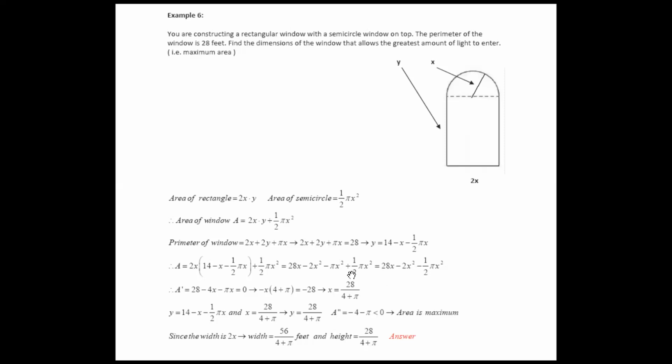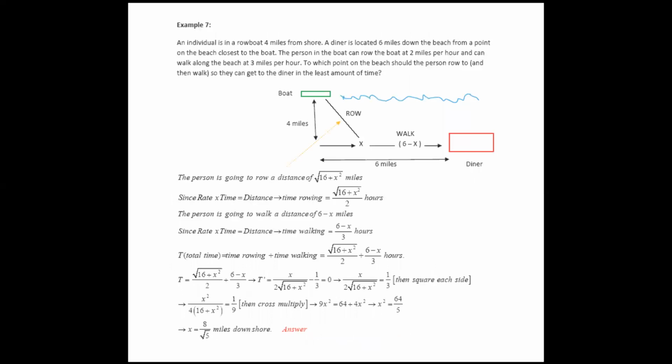Okay. Now, I think this is our last problem. This is example 7. An individual is in a rowboat 4 miles from the shore. Okay, so here we have the boat 4 miles from the shore. Okay, this is shore, right here. A diner is located 6 miles down the beach from the point on the beach closest to the boat. Well, this is the point on the beach closest to the boat. So this is 6 miles.